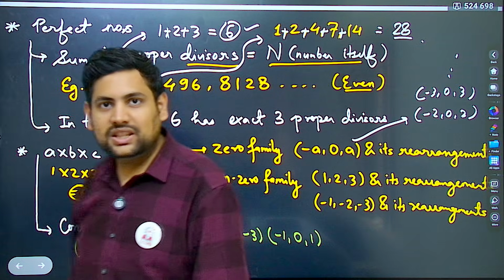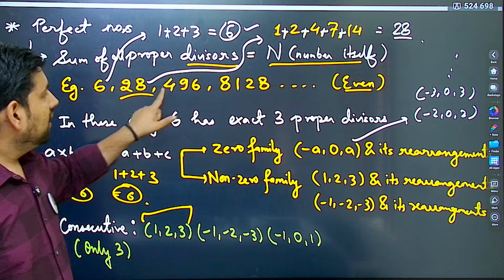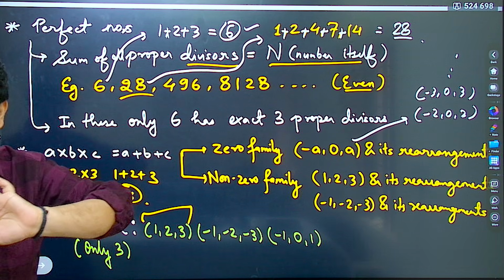What are the perfect numbers? 6 is a perfect number. Then 28 is also the next perfect number. Then 496, and after that they become much bigger.